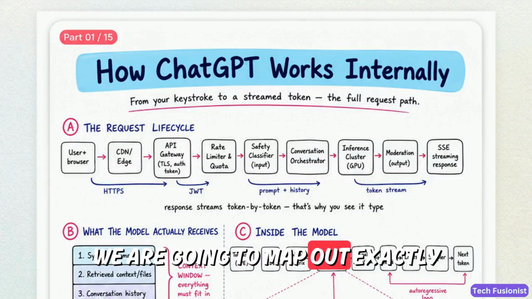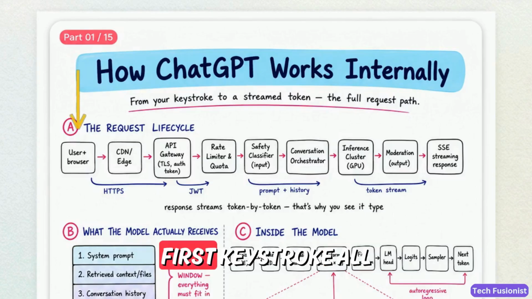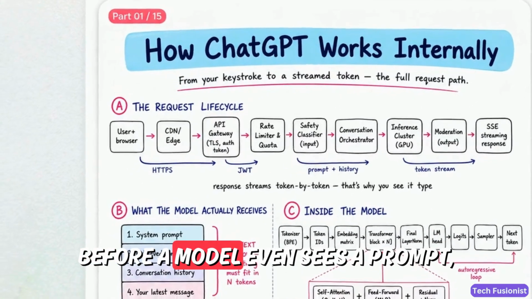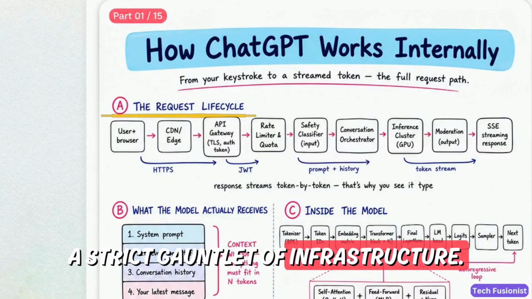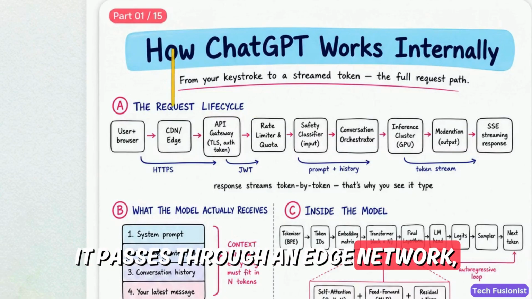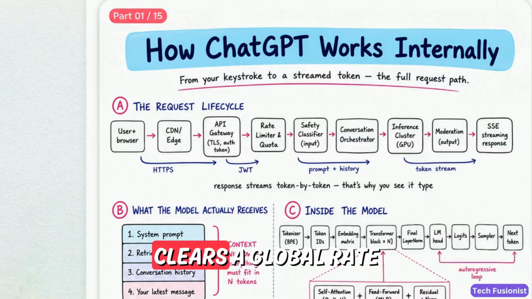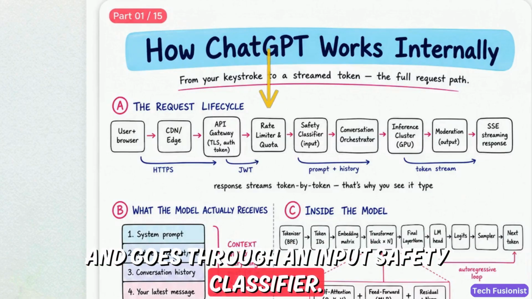We are going to map out exactly how AI applications are built, taking you from a user's first keystroke all the way to the final generated output. Before a model even sees a prompt, the request has to survive a strict gauntlet of infrastructure. It passes through an edge network, hits an API gateway to authenticate your JSON web token, clears a global rate limiter checking your quota, and goes through an input safety classifier.